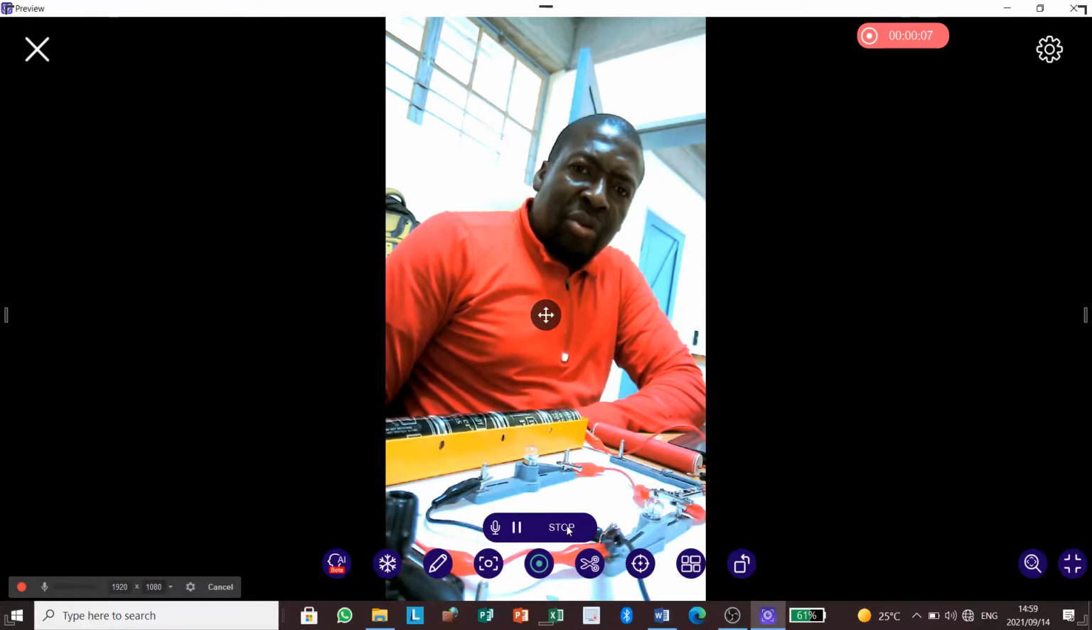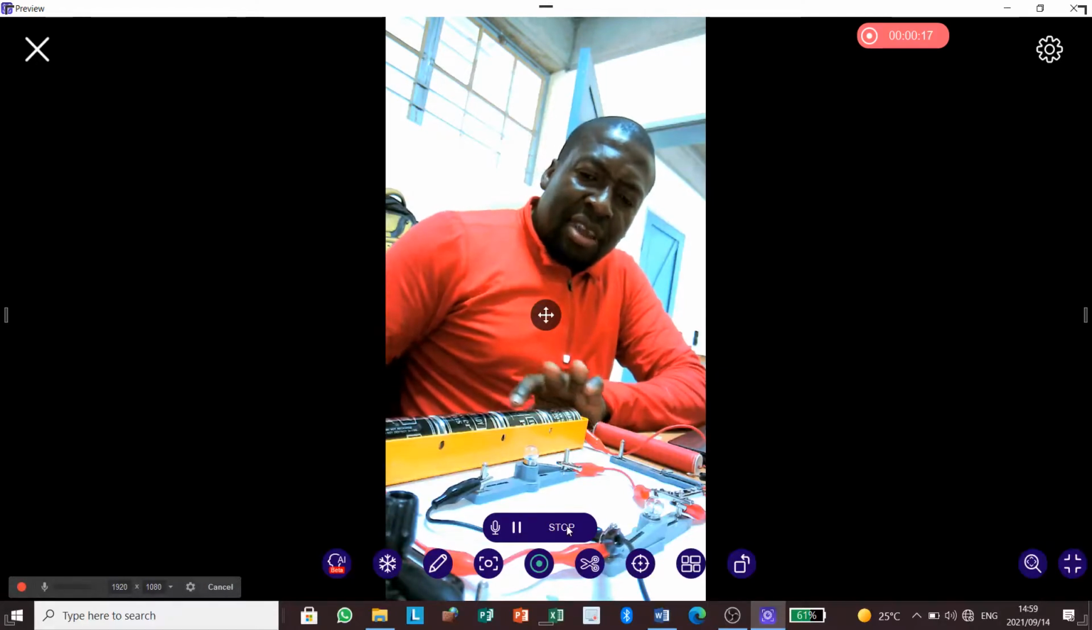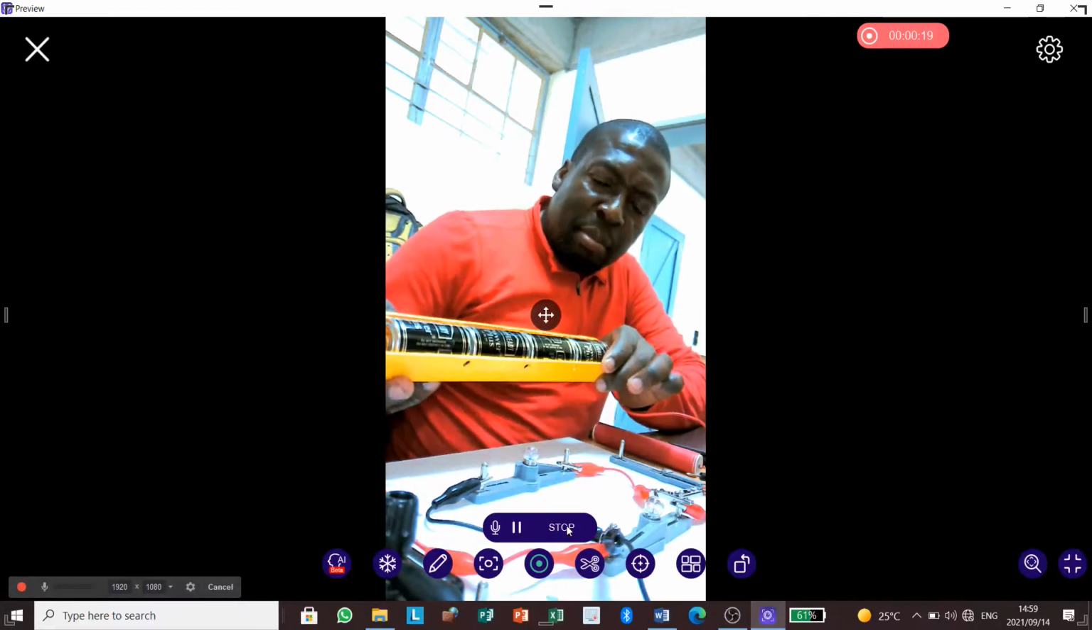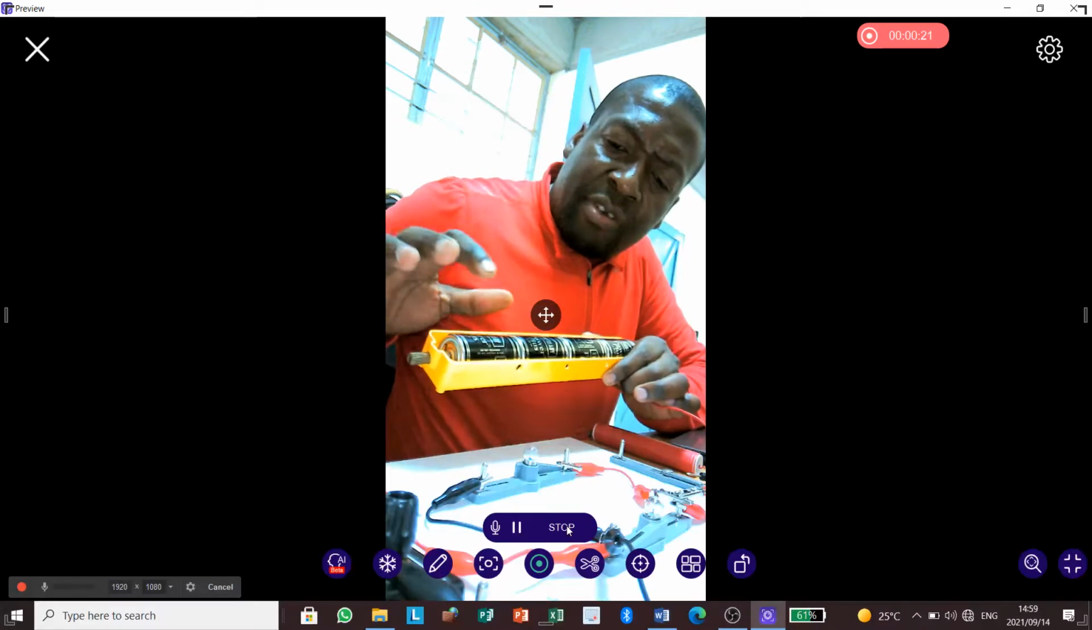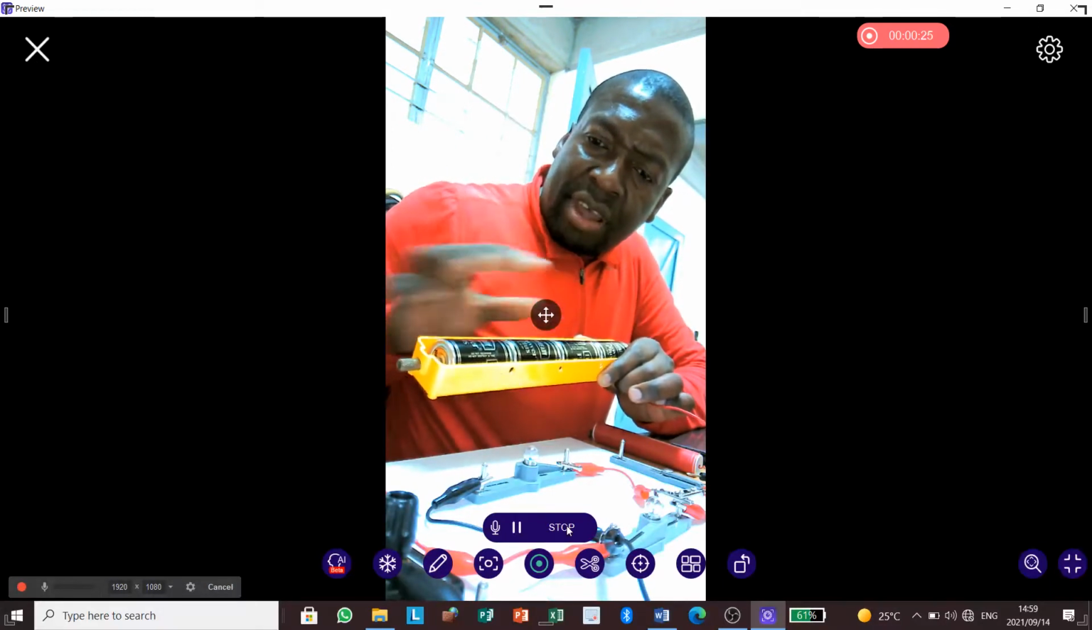Today we are going to look at a parallel circuit. So we are focusing on the parallel circuit from basic science for grade 8. In our circuit here, we've got a battery that is made up of 4 cells. Each cell is 1.5 volts.